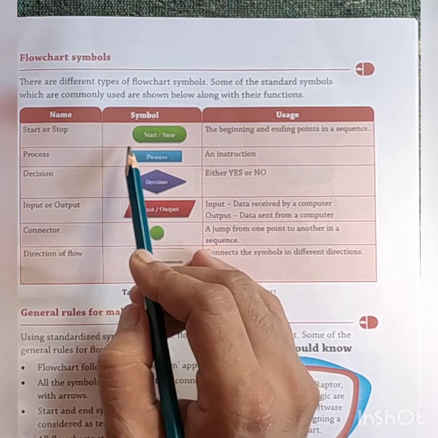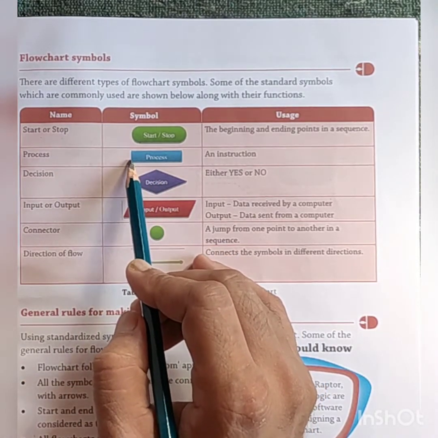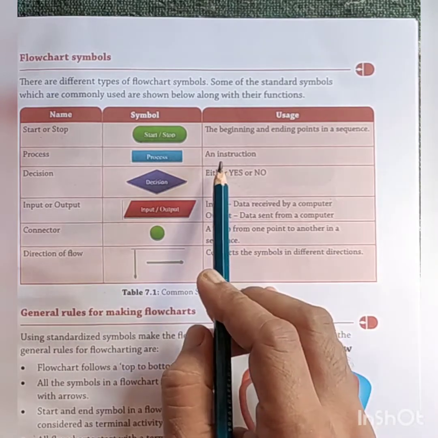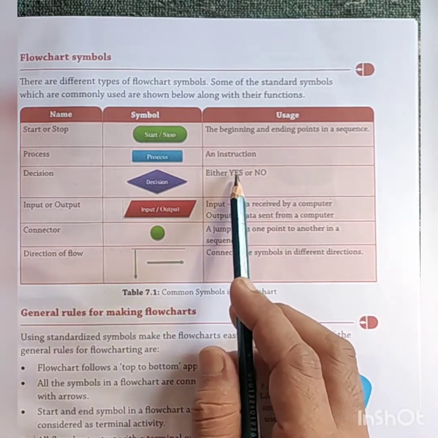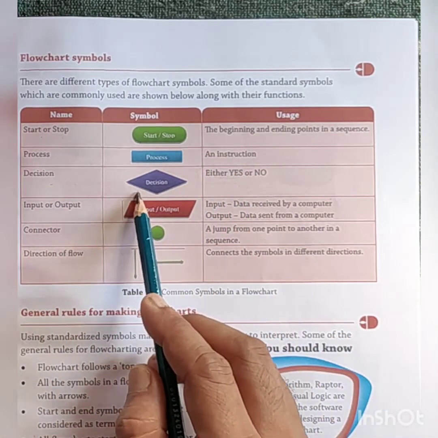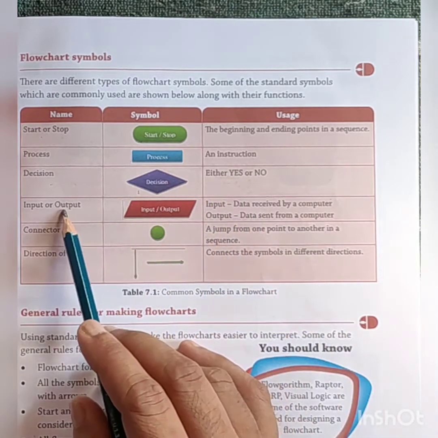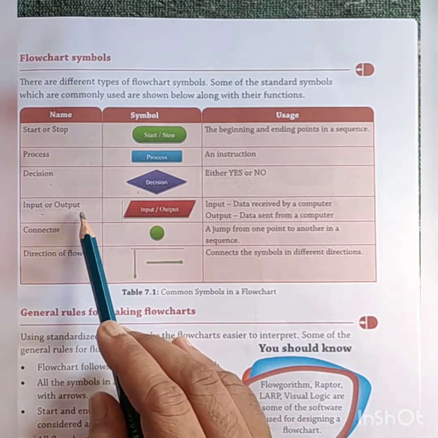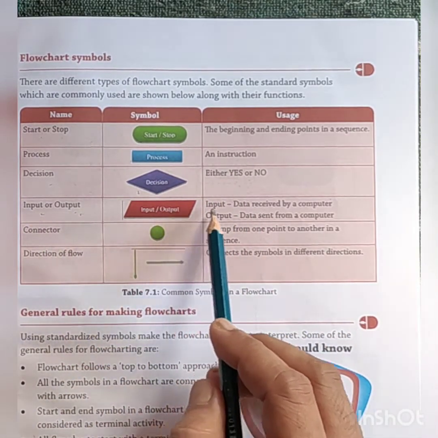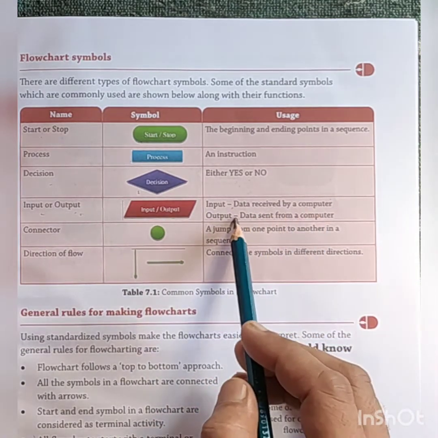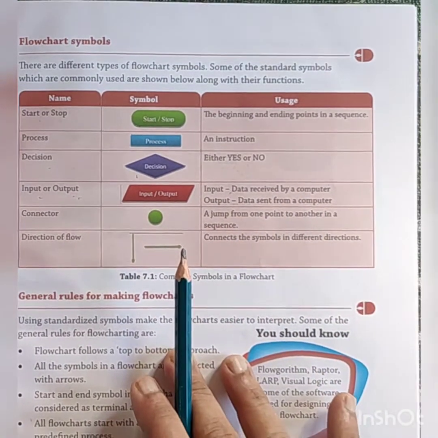Next, the processing box. This is called the process box, and it means the instruction. If you want to give any condition, this is called the decision box, either yes or no. If you want to give any input or output, this is the input and output box. Input means data received by a computer, output means data sent from a computer.